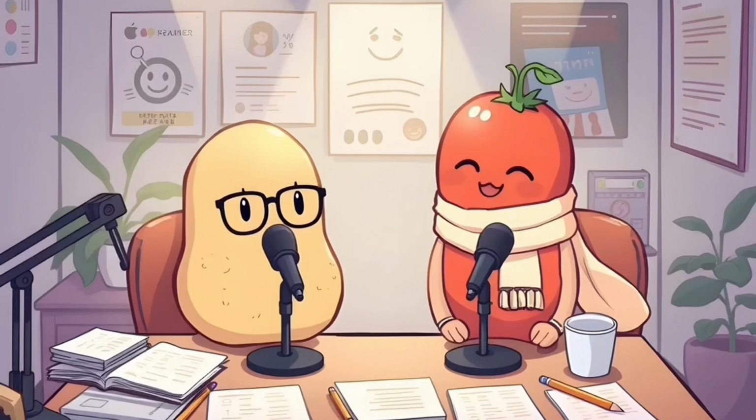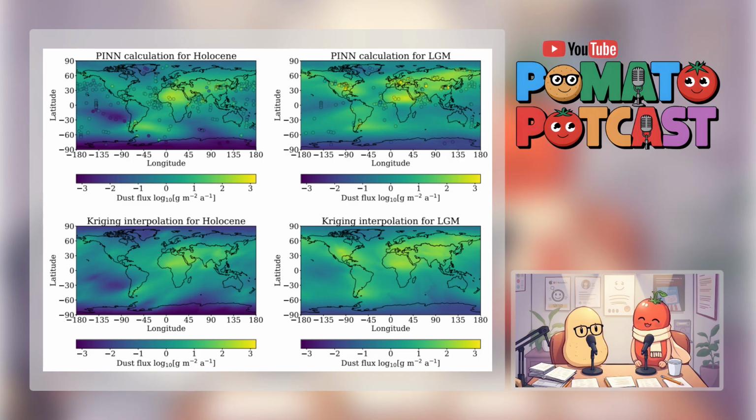It assumes symmetry. So let's say you have a dust source in one location. Kriging would show that dust spreading out evenly in all directions, even against the prevailing winds, which isn't physically possible. That's like saying that wind can blow smoke back into a chimney. Exactly. Doesn't make sense. And that's where this research paper gets really interesting.